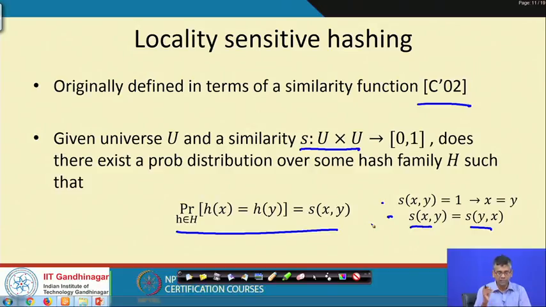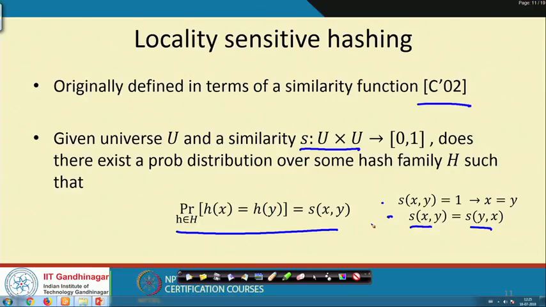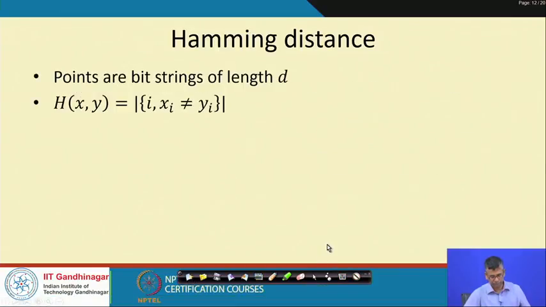Now that we have formalized it, we can go back and ask: do such functions exist? We have already seen some natural notions of similarity, let us say the Jaccard similarity, and we will see a couple of others. Do such functions exist for these natural notions of similarity?